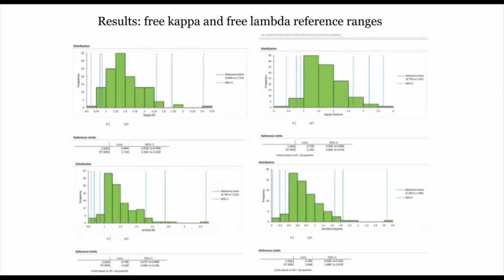The reference ranges proposed by Diazyme in their package insert is 0.24 to 2.07 milligrams per deciliter for kappa and 0.42 to 2.77 milligrams per deciliter for lambda.